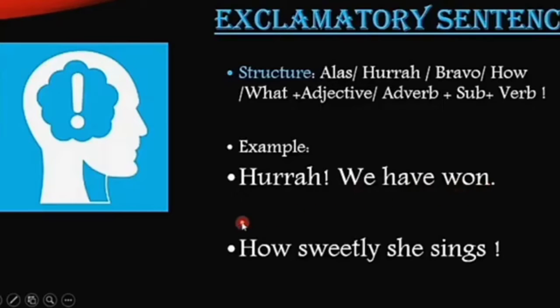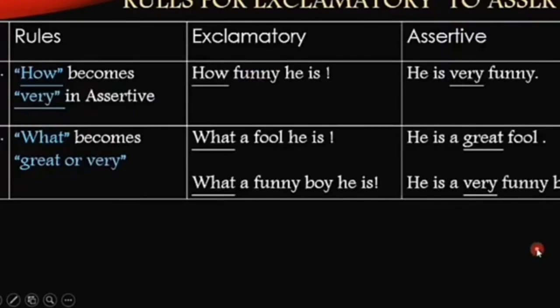There is another way an exclamatory sentence can be constructed, by taking the help of "how" or "what". If we construct it in this way, after "how" or "what" we have to use an adjective or adverb, and then comes the subject and verb. How sweetly she sings! And at the end of the sentence, we have to use the exclamation sign.